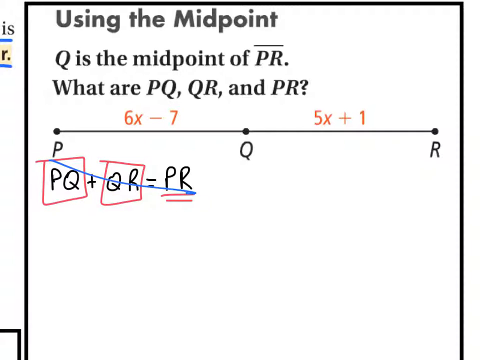So this is a situation where we have to use the other setup. And the big point here is that we have a midpoint. Q is a midpoint. So somebody please, what does a midpoint do?